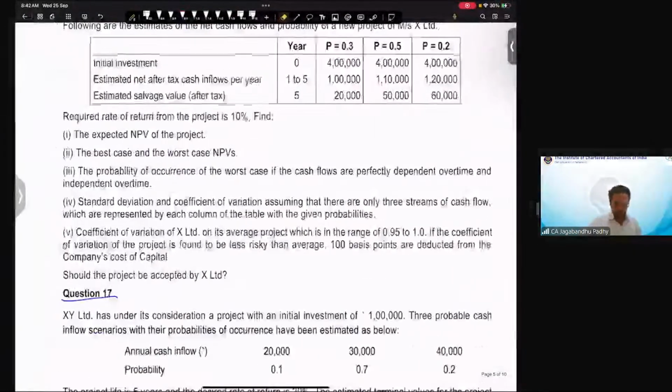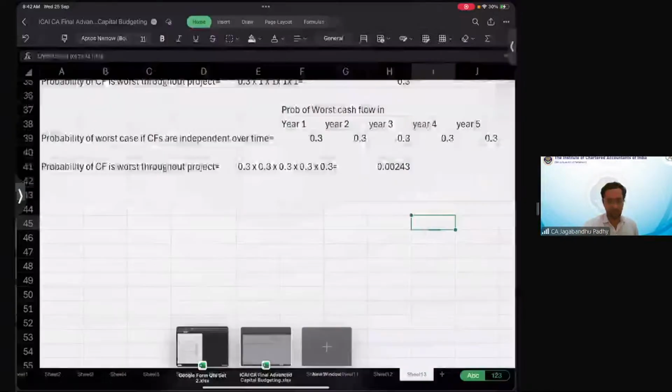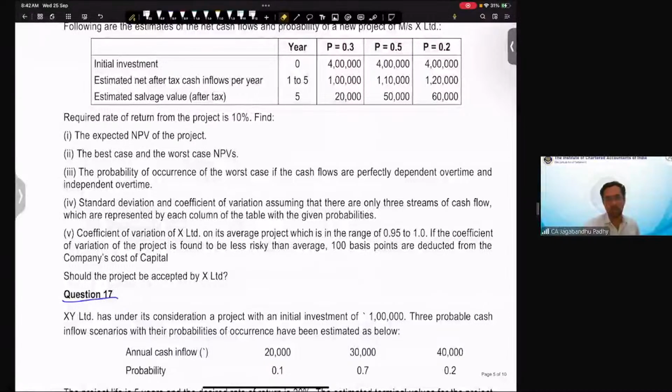The question is not yet done. Standard deviation and coefficient, assuming that there are only three streams of cash flows which are represented by each column of the table with given probabilities. So you have to compute the standard deviation and the coefficient of variation. Standard deviation and coefficient of variation is something that you can actually calculate easily.